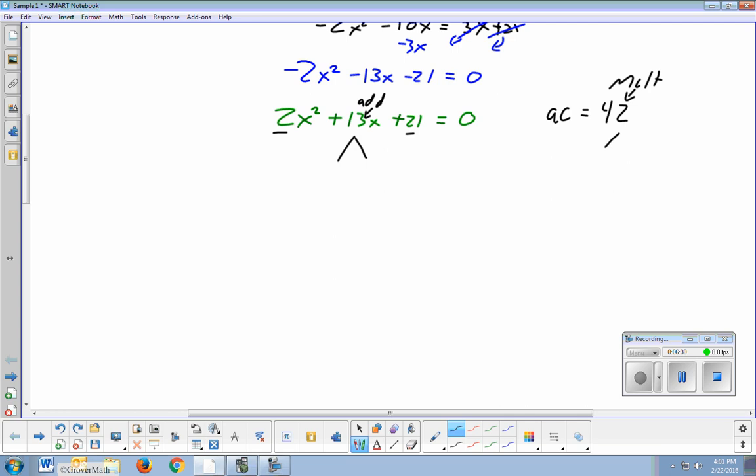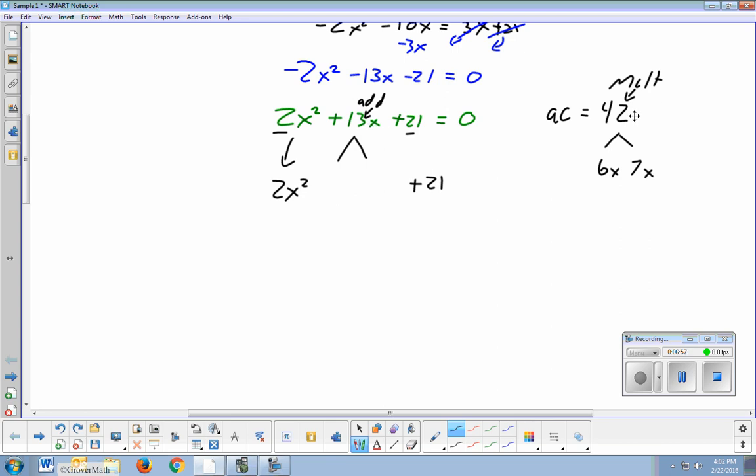And so you think about factors of 42. Well, it's 42 and 1, 21 and 2, and so on. 6 and 7. 6 times 7 is 42, and 6 plus 7 is 13. So I bring down the first term, 2x squared, and I'm going to bring down the last one, plus 21. But the middle term is going to split into two numbers. It's going to split into 6x and 7x, because they combine to be 13x.